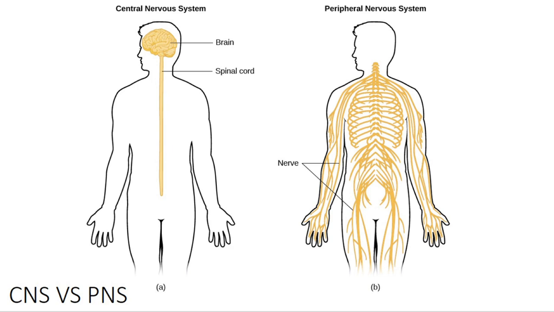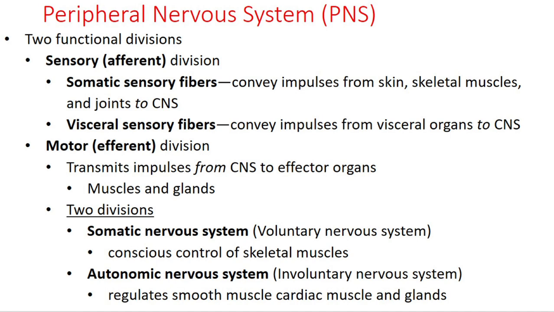Here's a look at central versus the peripheral nervous system. Central nervous system, again, is just brain and spinal cord. Everything else that is nervous system is the peripheral nervous system. And we can actually further break down the peripheral nervous system into two functional divisions.